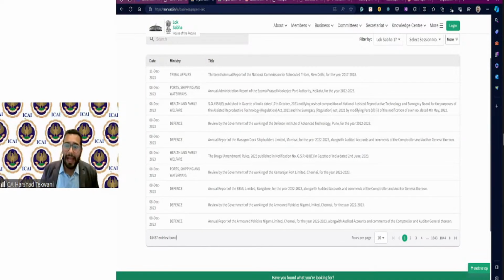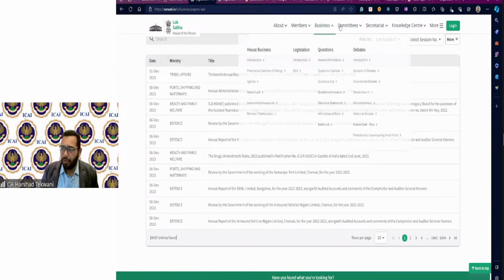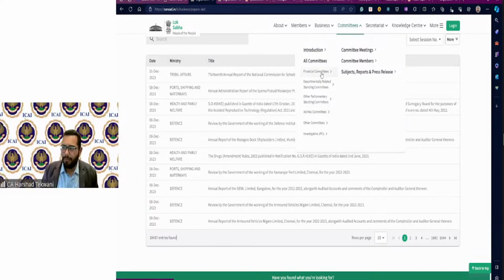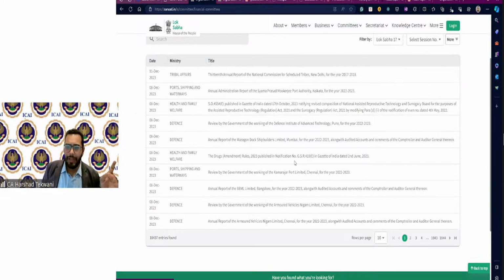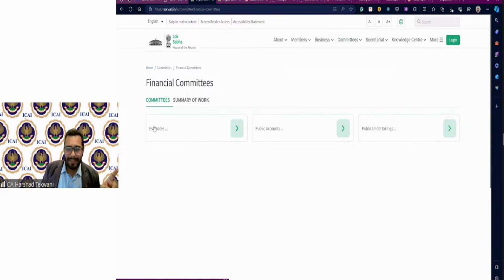So there are these three kinds of financial committees. Okay, I'll show you live. We have a tab of financial committee on the website of Lok Sabha, that is sansad.in. Nothing that is not available publicly. If you click financial committee, you will see three: the estimates committee, the public accounts committee, and a committee on public undertakings. We'll understand each one by one.